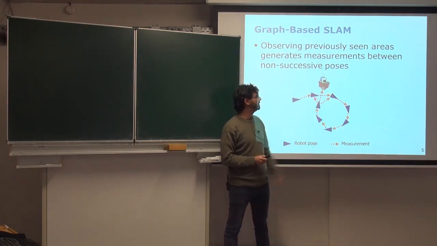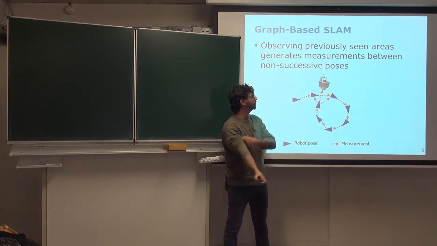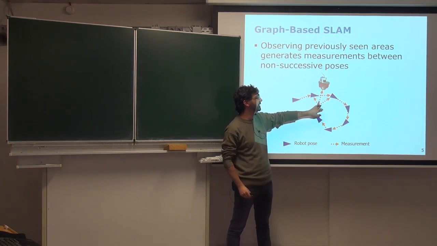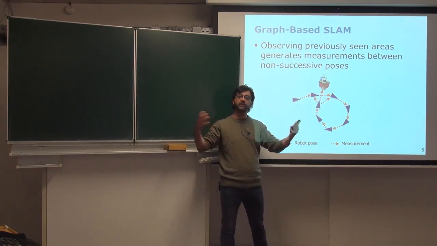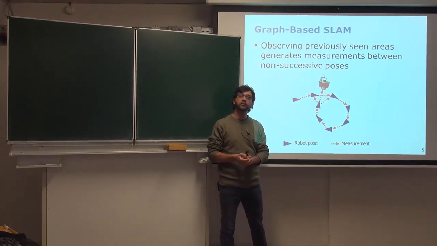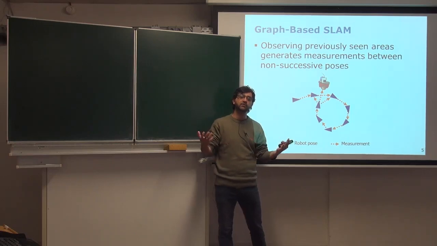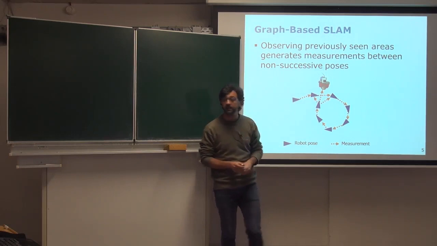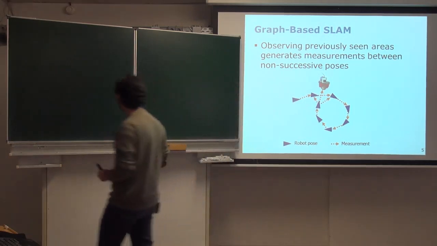Okay? We'll see how to compute these associations later on in the class. But for now, you just assume that if you're looking at the same part of the environment, you can compute a virtual measurement that tells you how the two poses relate to each other. Okay? So the idea somehow is this.